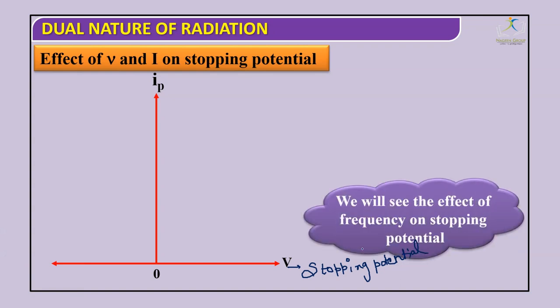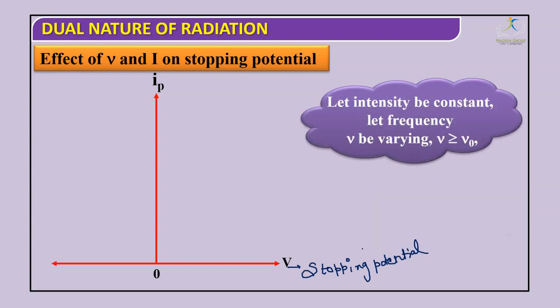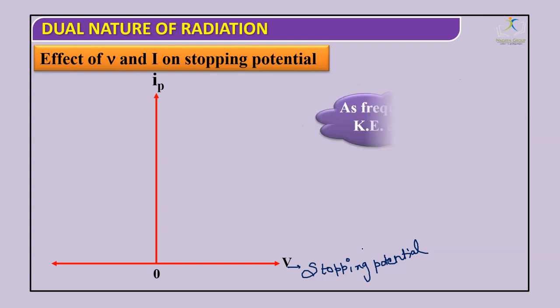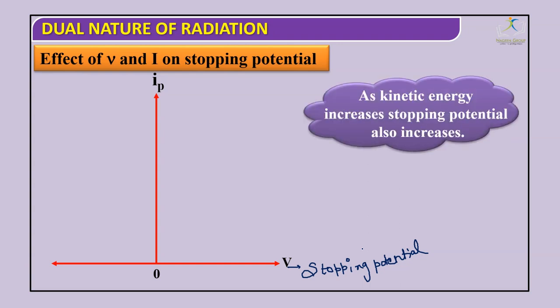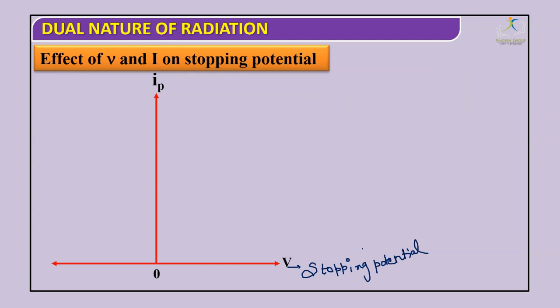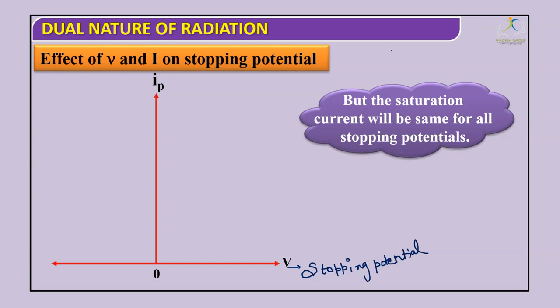We will start with the effect of frequency on the stopping potential. Let intensity be constant and frequency nu be varying. As the frequency increases, kinetic energy also increases. So if the kinetic energy increases, the stopping potential also increases because of the formula K is equal to eV naught. So K is directly proportional to V naught. But the saturation current will be the same for all stopping potentials.